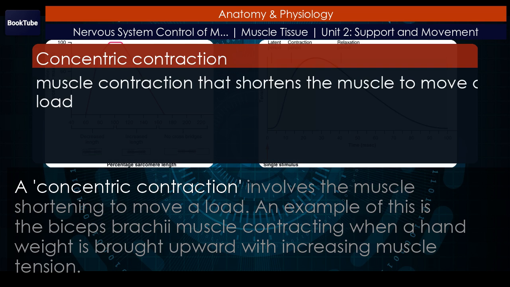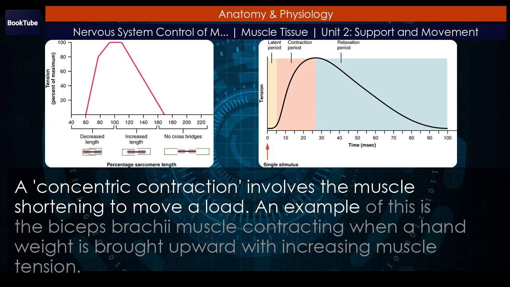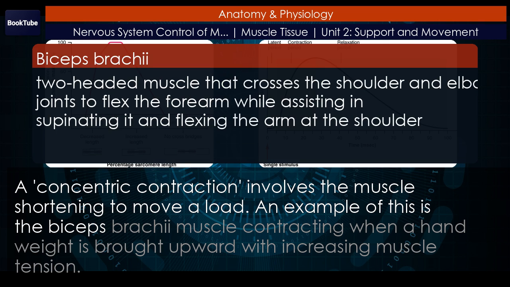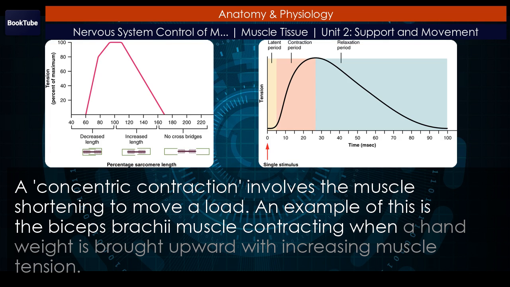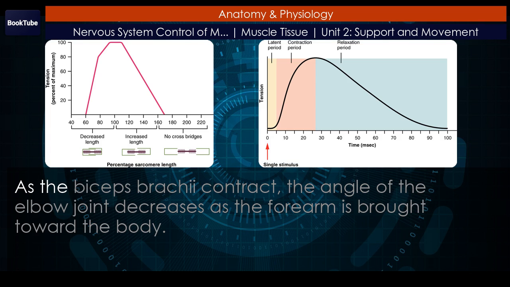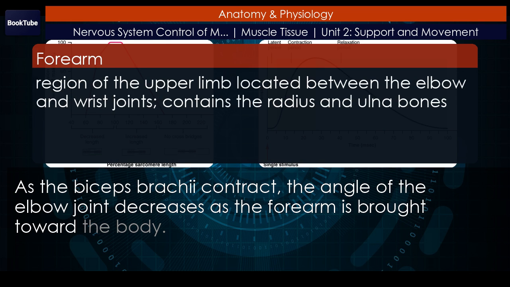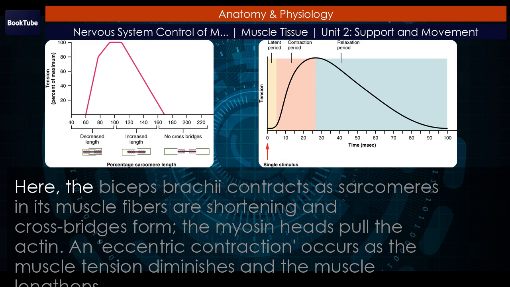A concentric contraction involves the muscle shortening to move a load. An example of this is the biceps brachii muscle contracting when a hand weight is brought upward. With increasing muscle tension, as the biceps brachii contract, the angle of the elbow joint decreases as the forearm is brought toward the body. Here, the biceps brachii contracts as sarcomeres in its muscle fibers are shortening and cross bridges form. The myosin heads pull the actin.